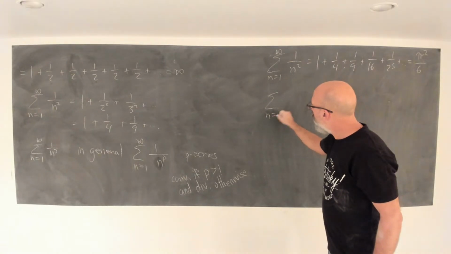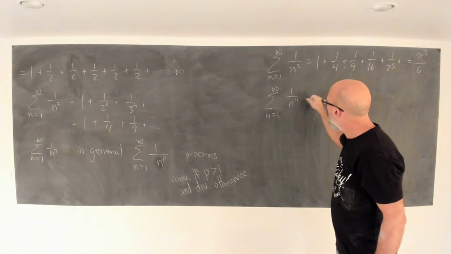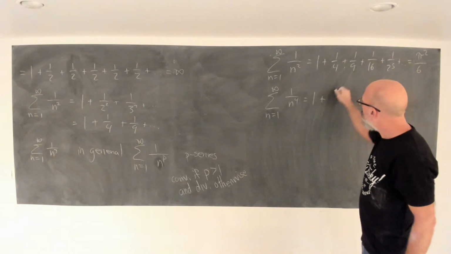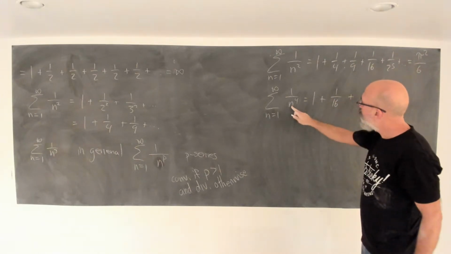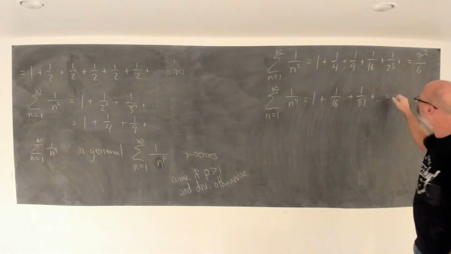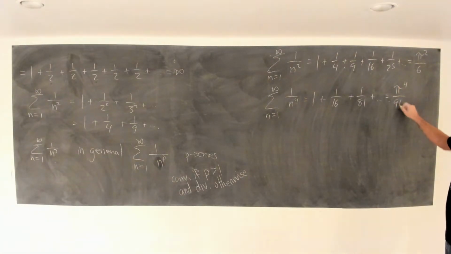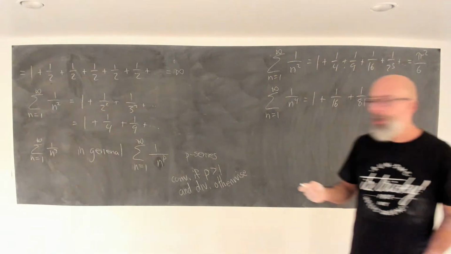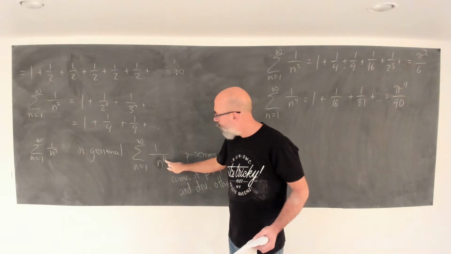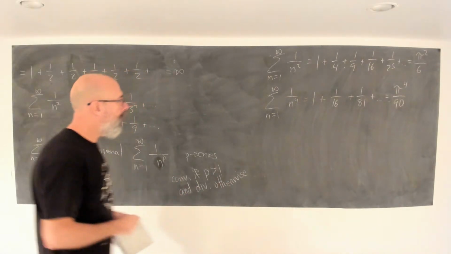The series 1 over n to the 4, which is 1 plus, when n is 2, that's 1 over 16. When n is 3, that's 1 over 81, and so on. We can show that this converges to pi to the 4 over 90. In fact, we know what this series converges to if p is an even number. We can work that out.